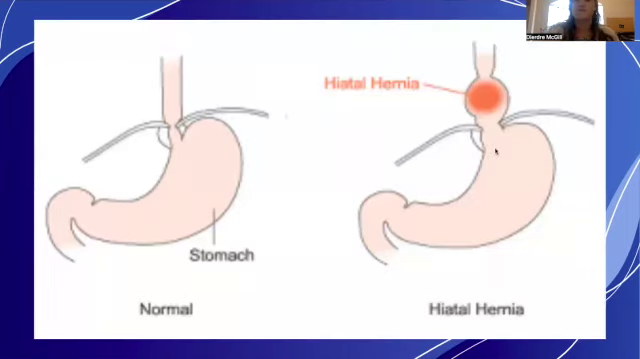So here's a picture of what a hiatal hernia is. As you can see in the normal on the left, everything seems to be in order. There's no rupture, and the stomach isn't passing through this little gap at all. Whereas on the right, the stomach is passing through that gap and opening up into the diaphragm.